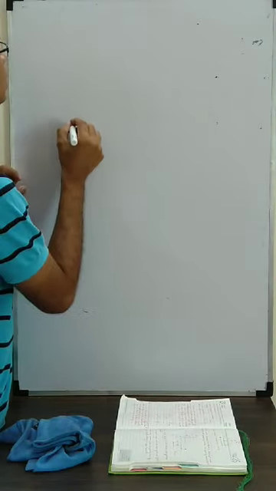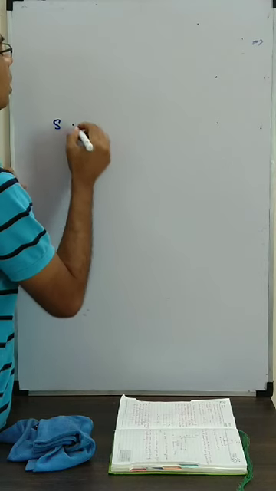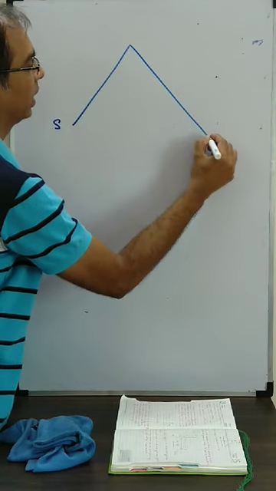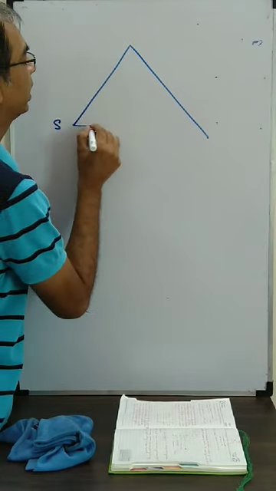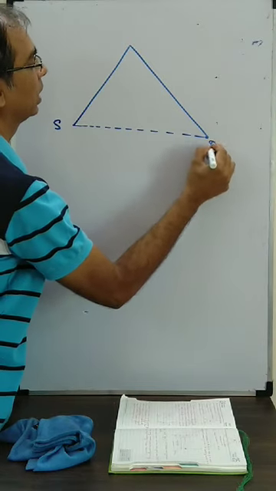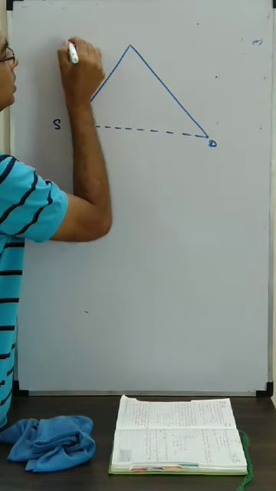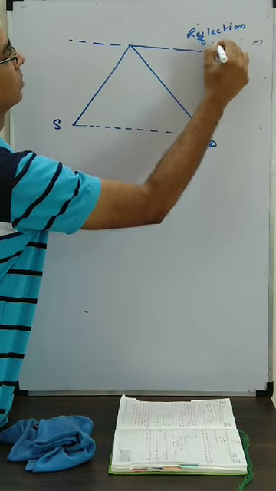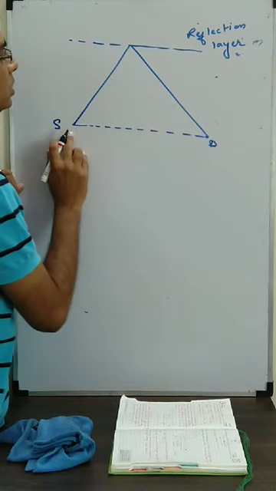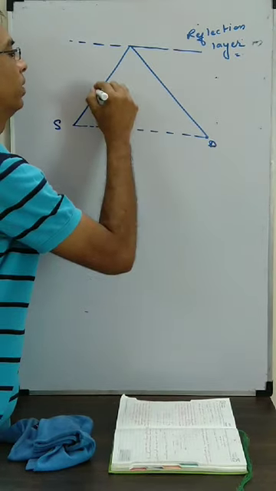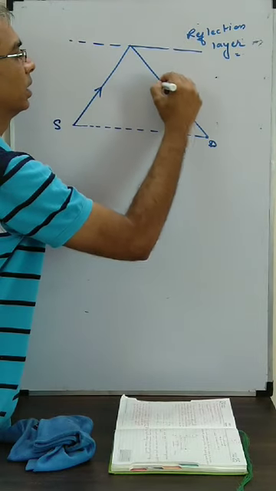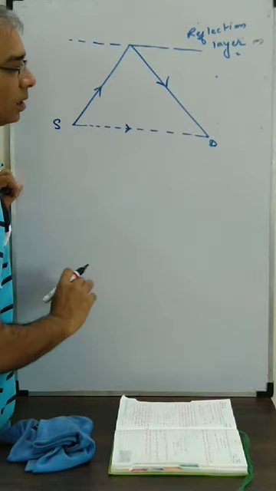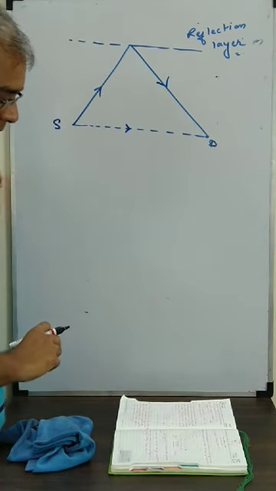In this one, here is a source. The source is producing the wave. One of the waves is getting reflected and coming back over here, and one direct wave is going like this to point D and producing interference. This is the reflecting layer. This is the source. This is the detector. One wave is going like this, getting reflected from here and coming back, and one is going direct like this. Both are interfering here and producing the maximum intensity.